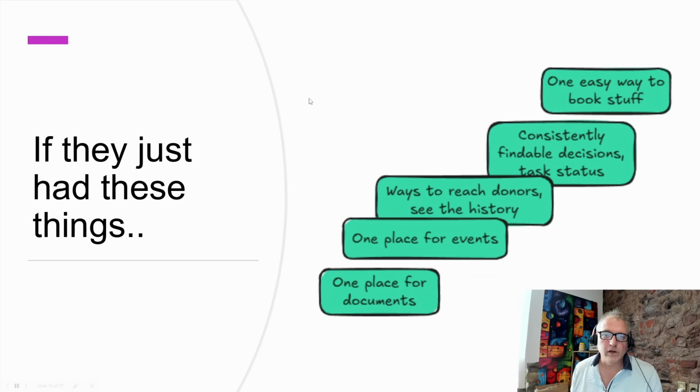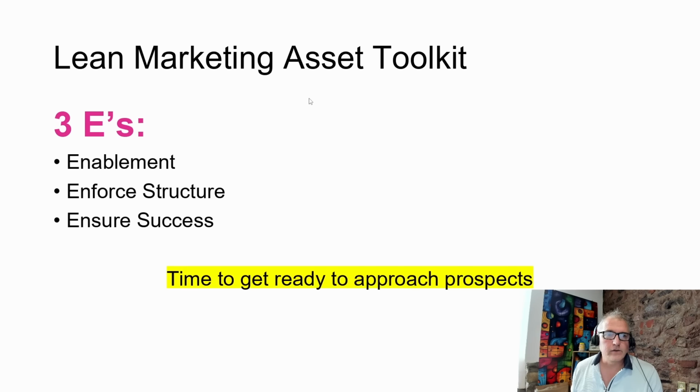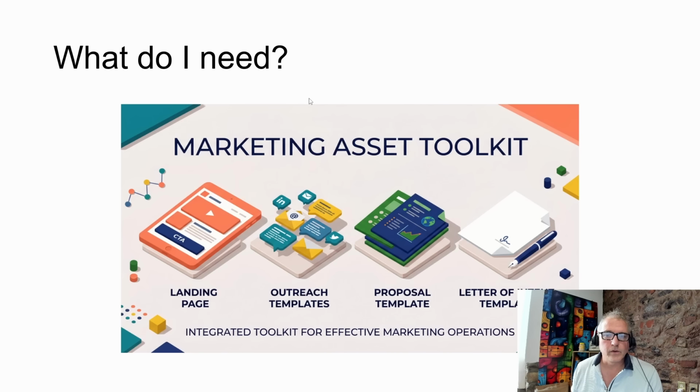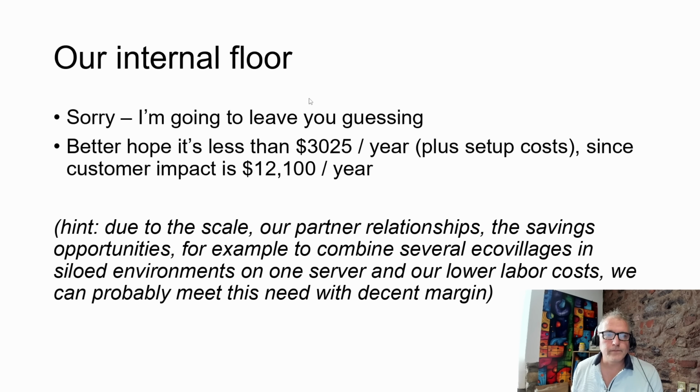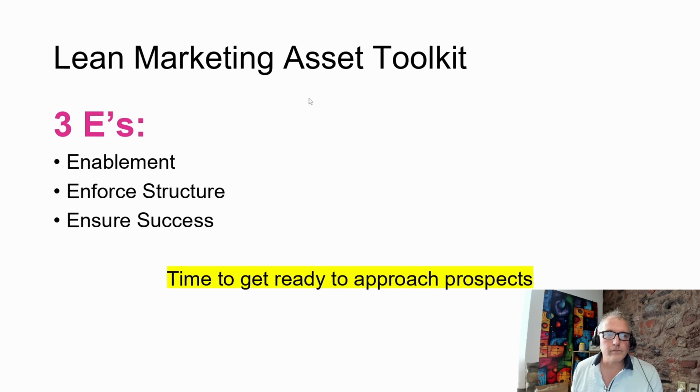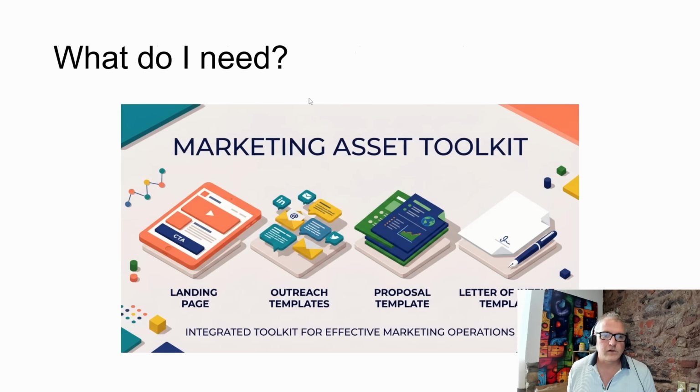So I'm just going to fast forward and get to that part. So the lean marketing asset toolkit. So it's enablement, it's enforcing structure, and it's ensuring success. So let's get ready to approach prospects with confidence. We already know what we're talking about, and we know how to meet the objections and answer questions and close sales. So what does that entail?